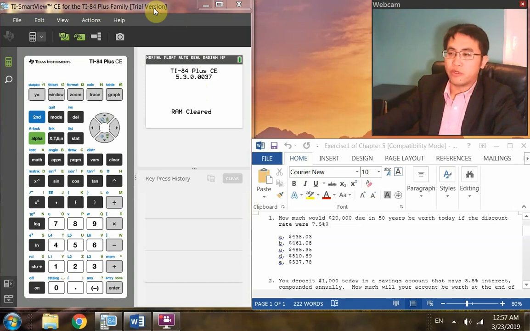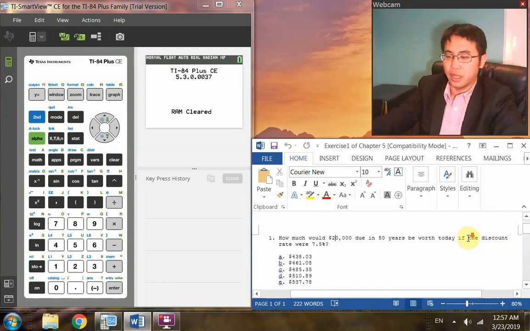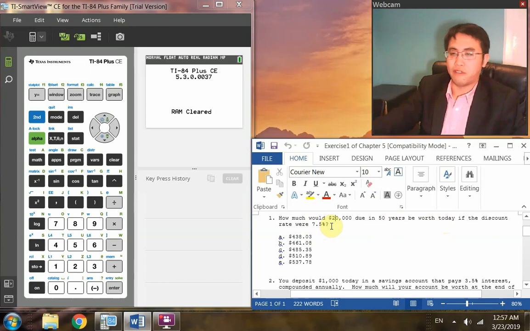Alright, in chapter 5 we are learning time value of money and how to solve the problems. Right here I'm giving you an exercise that covers 5 different questions, all related to the topic. The first question is: how much would $20,000 due in 50 years be worth today if the discount rate were 7.5%? This is a very typical time value of money problem. You have a future value of $20,000 50 years later, and you want to know how much it is worth today, with a discount rate of 7.5%.